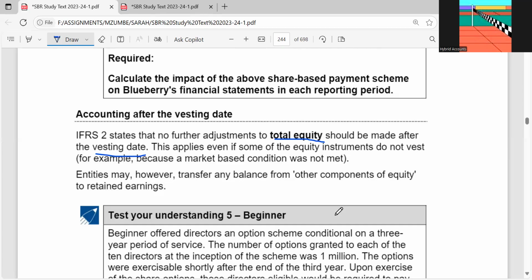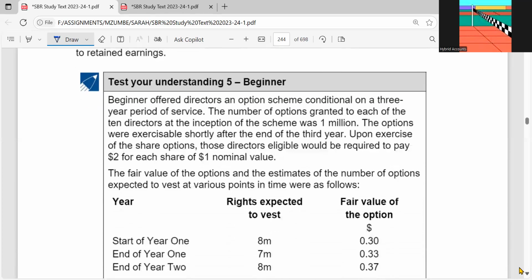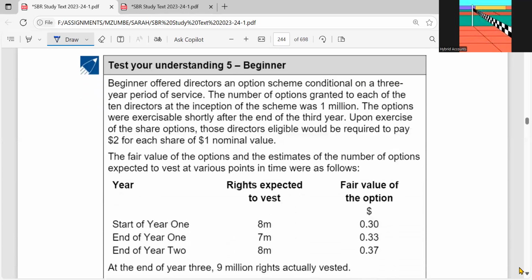Okay, so let's read this question and solve it. Now this question is a bit different, but it's just a continuation of what we started. A company offers directors an option scheme conditional on a 3-year period of service. Service conditions are usually very common, so you should be well versed in them. The number of options granted to each of the 10 directors. You see, you have the 10 directors. They have not mentioned the employees.